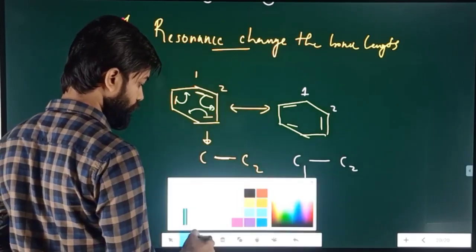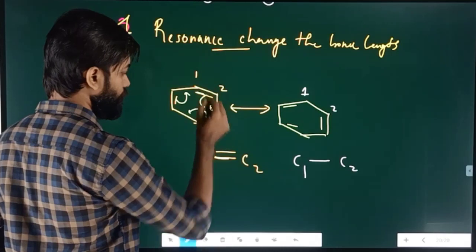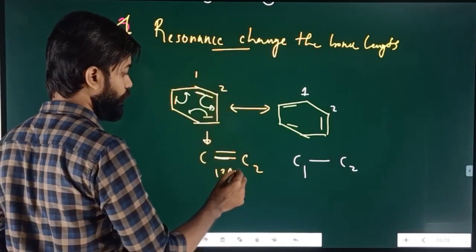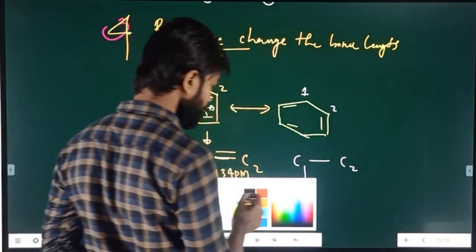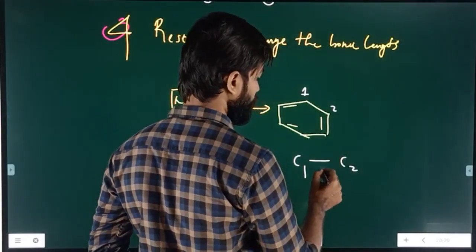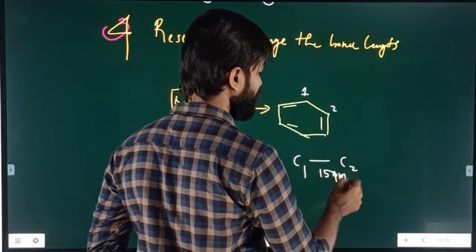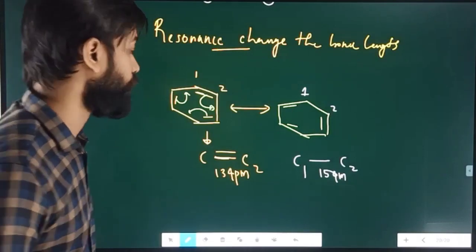Here the C1, C2 bond is a double bond, right? So the bond length is 134 picometers. Here the C1, C2 bond is a single bond, so the bond length is 154 picometers, not bond angle, bond length.